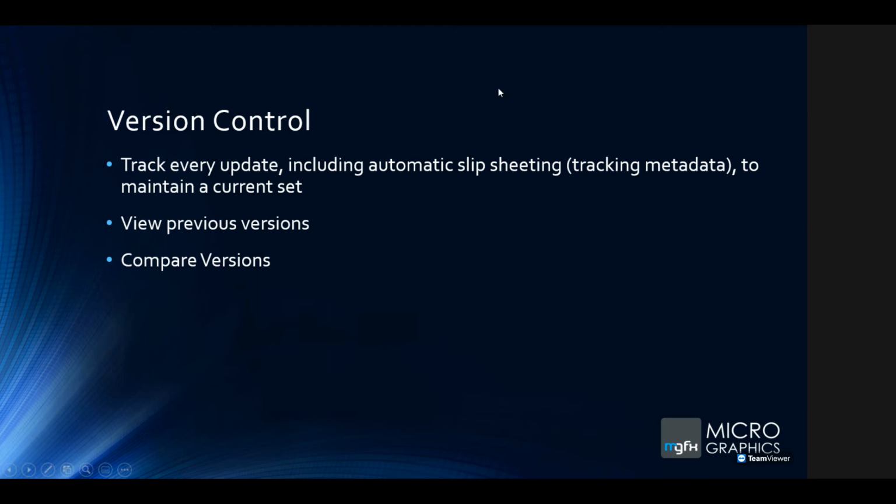Okay, we get to version control. I know we're probably getting towards the end of the presentation. I hope we finish in time. Let's just see. With version control, we can track the updates, including automatic slip sheeting. That is, for instance, a document is now within this set, and then later on it's in a new set, and you would like to know when it was in which set. That's what they mean by slip sheeting, to maintain the current set. Okay, view previous versions and compare versions.